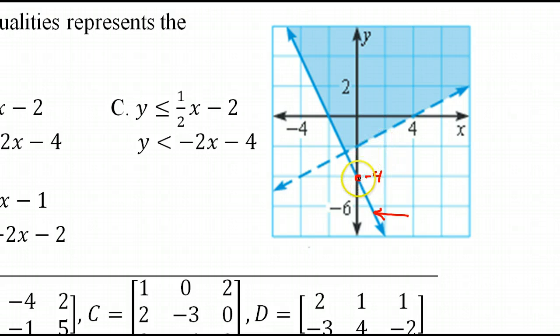And then the slope, and I will use the squares to see the slope. This is going down 2 over 1. So that's a rise and run. So the slope of this line, looking at y equals, is -2 over 1, which is just -2. So I'm looking at -2x minus 4.